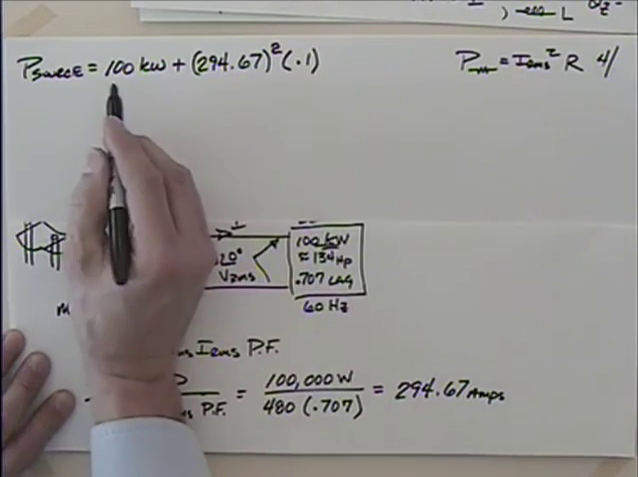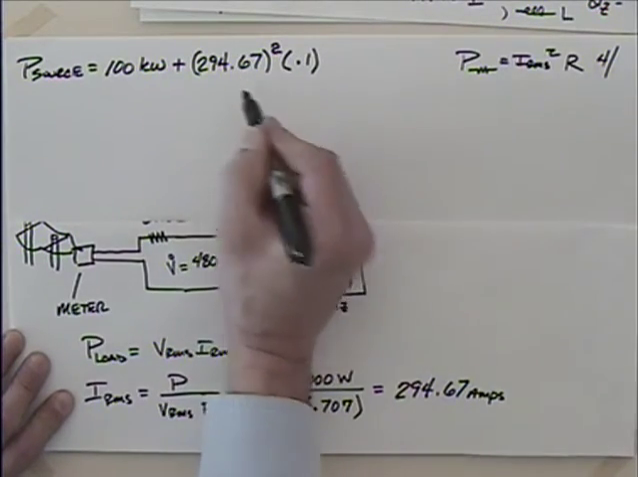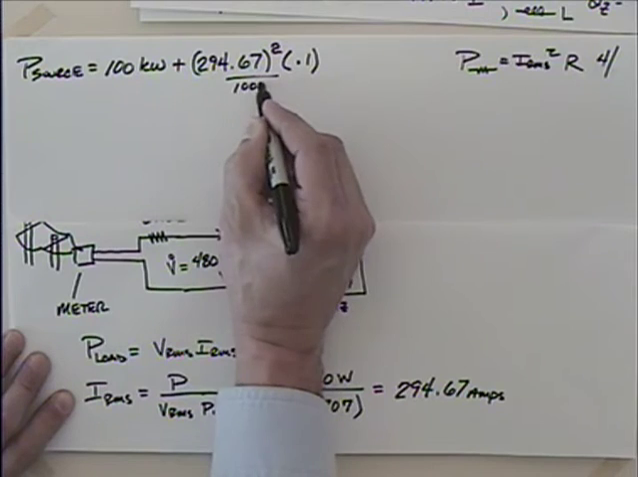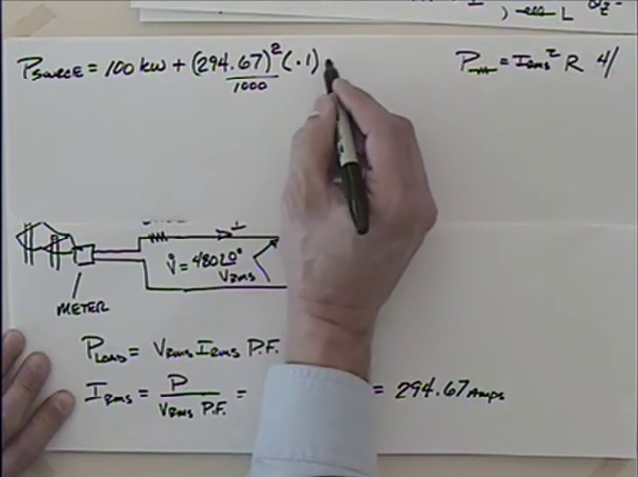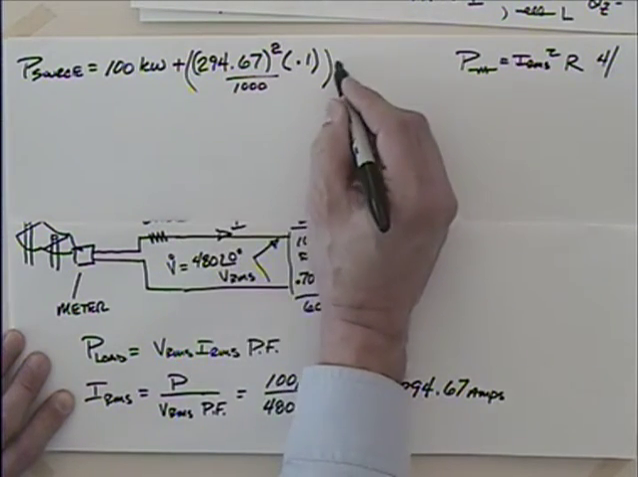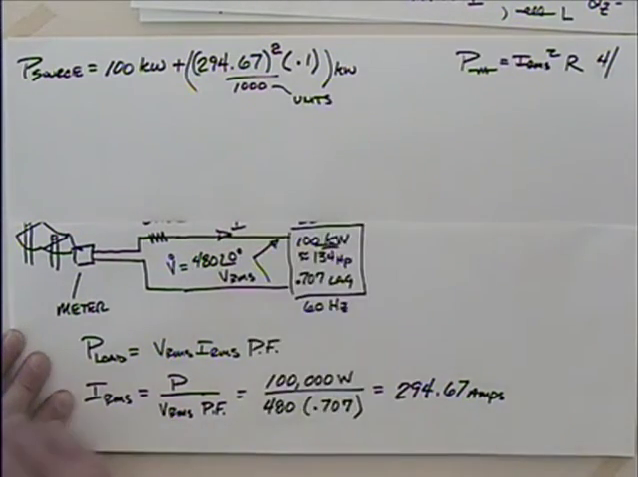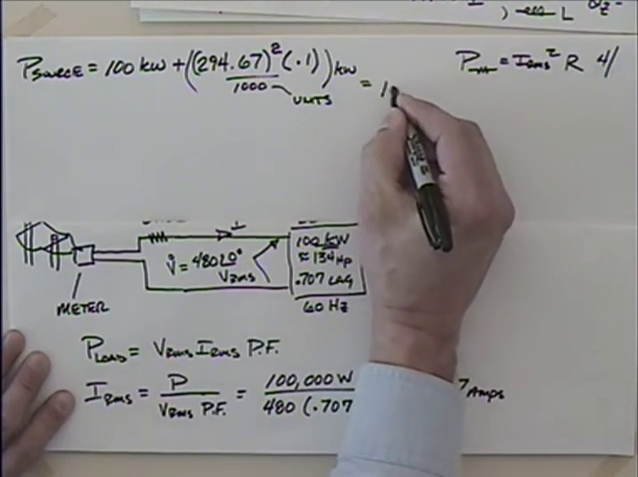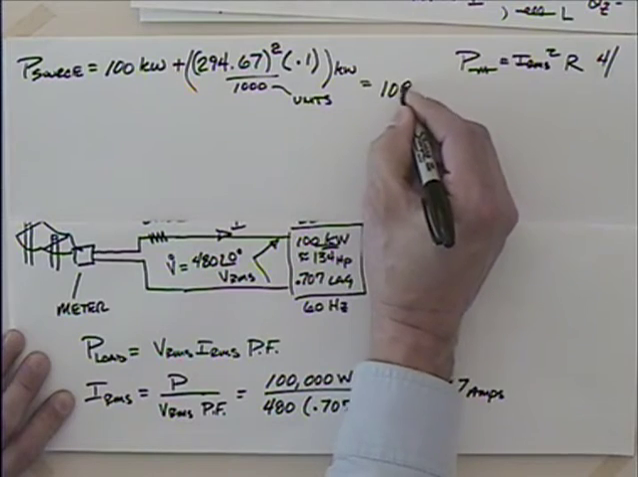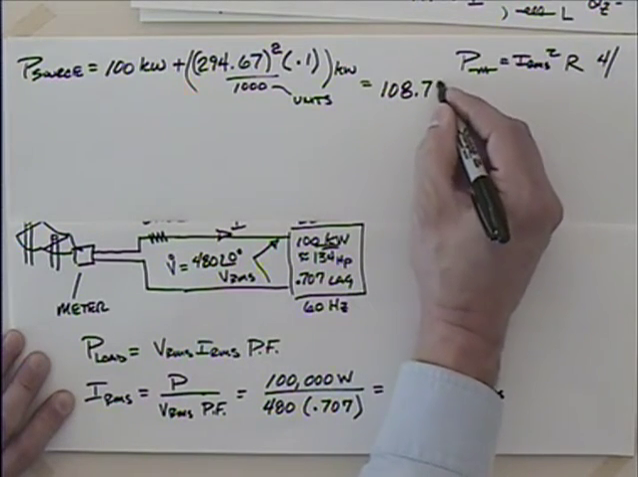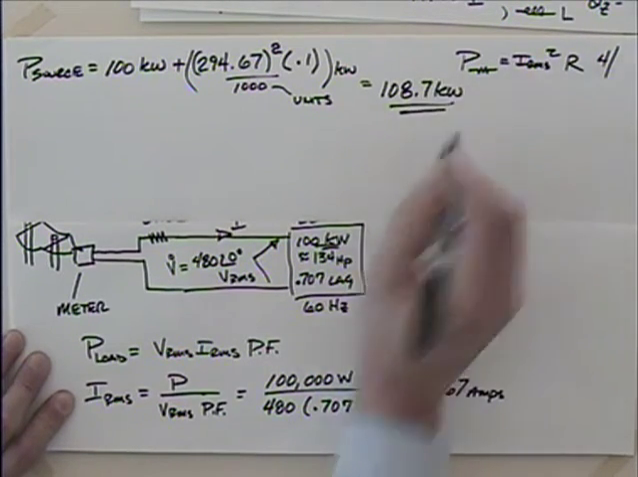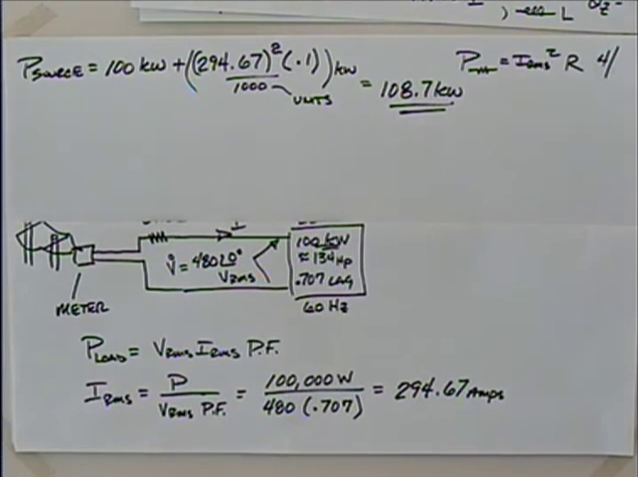Okay, now I have to be careful. I've got kilowatts here. This is going to turn out in watts, so I'm going to divide this by 1,000 for the units, so that this whole thing turns out to be kilowatts. So when you get done with that, what are you going to have? 108.7 kilowatts. So our line losses are costing us 8.7 kilowatts. And we're hoping to improve this.